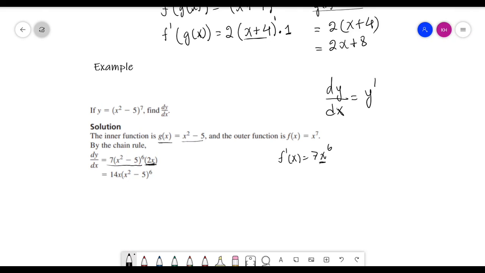So that's basically the chain rule. We don't really have to complicate it too much. It is the same thing as the power of a function rule. It is used when we find the derivative of a function within another function. So that's pretty much it.